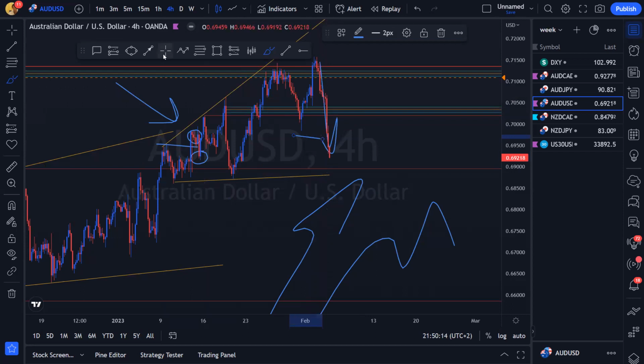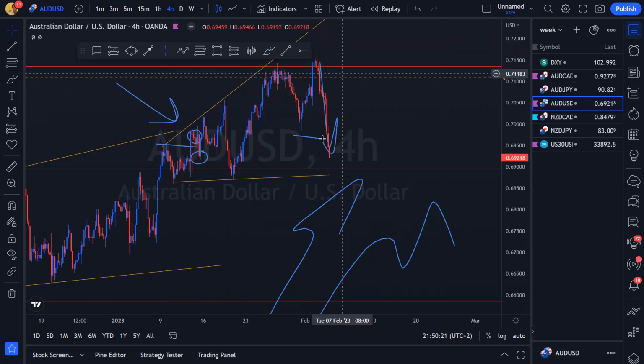Wait, let me just do this quickly. Delete this because all of this stuff is old stuff. It's not relevant to us. Maybe we can leave that. Delete this. Cool. We've got a nice break of structure here. What we want to be doing is obviously we want to follow through in the direction of this new momentum that we're seeing coming into the market.